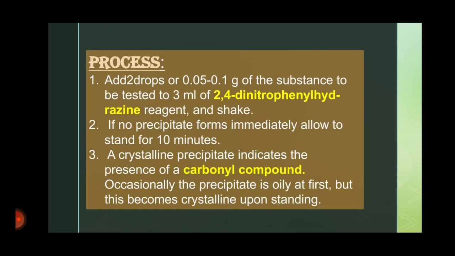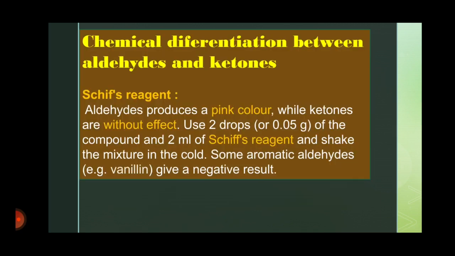Add 2 drops, or 0.05 to 0.1 gram, of the substance to be tested to 3 ml of 2,4-dinitrophenyl hydrazine and wait for 10 minutes. If no precipitate forms at first, then after 10 minutes you will find that a crystalline precipitate forms. It indicates the presence of a carbonyl group in our compound. So we can conclude that it is either an aldehyde, ketone or quinone. Occasionally the precipitate is oily at first, but it becomes crystalline upon standing. After that we find that our compound has a carbonyl group.